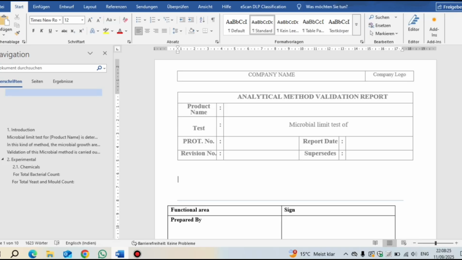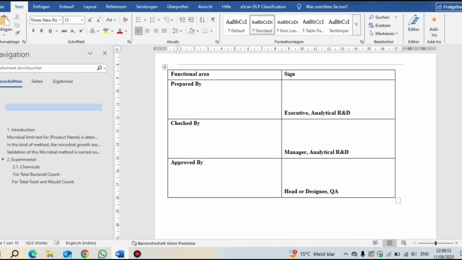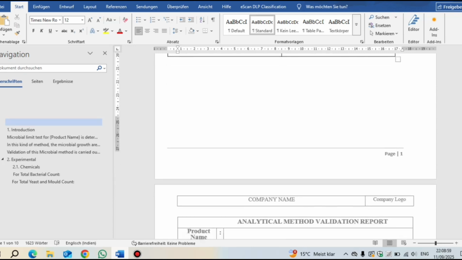I won't be showing you the full protocol since the protocol and the reports are essentially the same, except the report includes the results tables and criteria, making it quicker and easier for me to demonstrate the report. So, on the second page, the introduction.